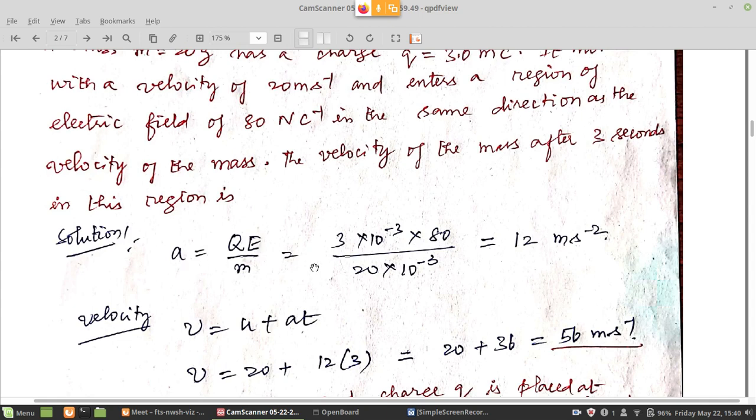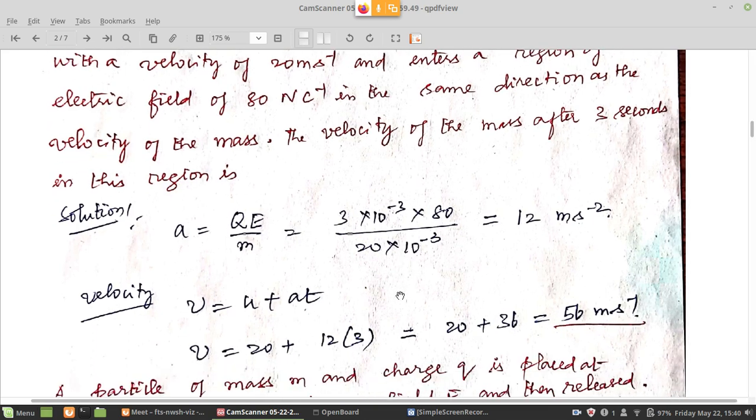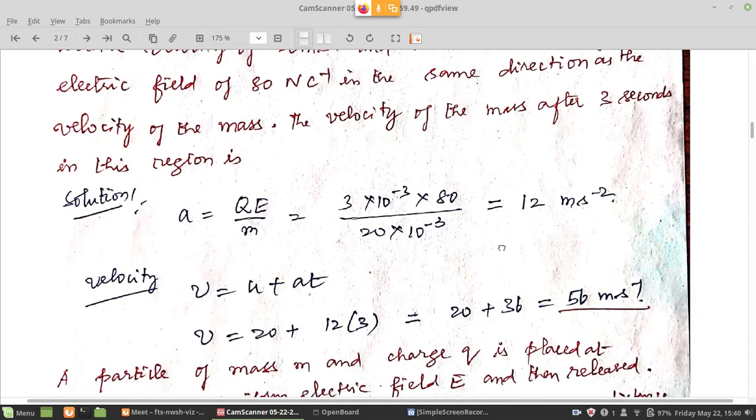From there we can write acceleration as 12 meters per second square. Of course Q is given in millicoulombs, so 10 power minus 3 we have to multiply. Electric field is given as 80 and mass of the particle is 20 grams. So that has to be converted into kilograms. Anyway, the milli and the kilo will cancel. So it is 240 by 20, so 12.